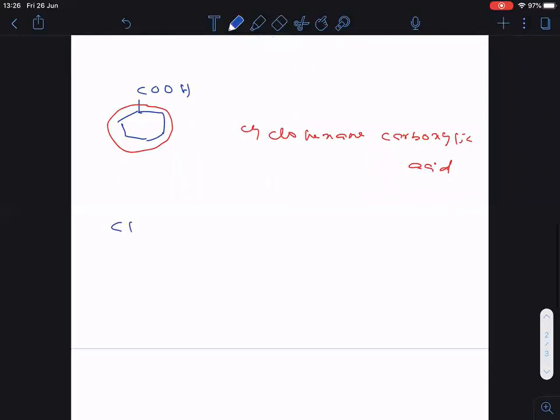Let me give one more compound here. Now CH2COOH, CHCOOH, CH2COOH. Tell me the IUPAC name of this compound.